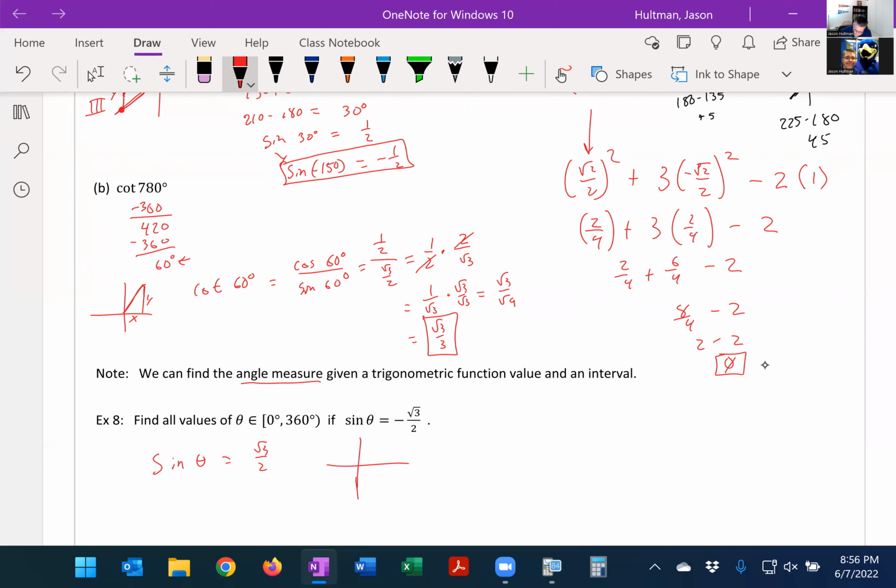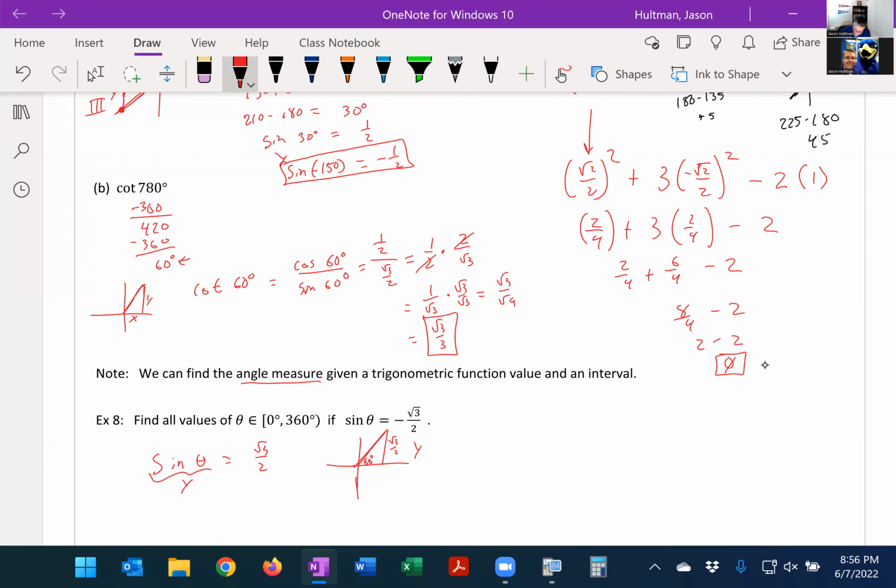Okay, and we just talked about that. That's a 60-degree angle. So the sine of 60 degrees is radical 3/2. Well, how would I get a negative for the sine? Remember, the sine is the y value in my right triangle.